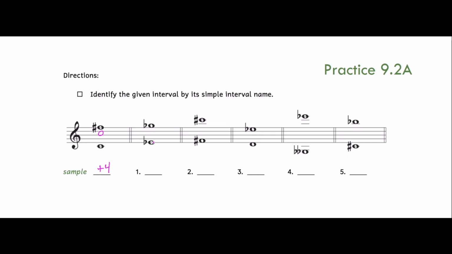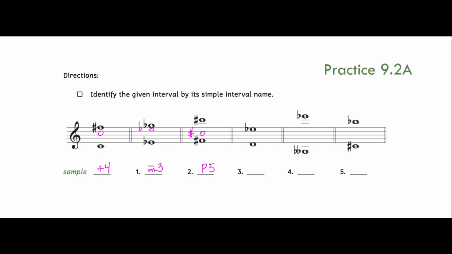Number 1, I'm going to move this E flat up an octave. E to G is a third. I know it's a minor third, so E flat to G flat is also a minor third. Number 2, I'm going to move the C sharp down this time to avoid those ledger lines. F to C is a fifth. The notes are not B to F, the accidentals match, so this is a perfect fifth.